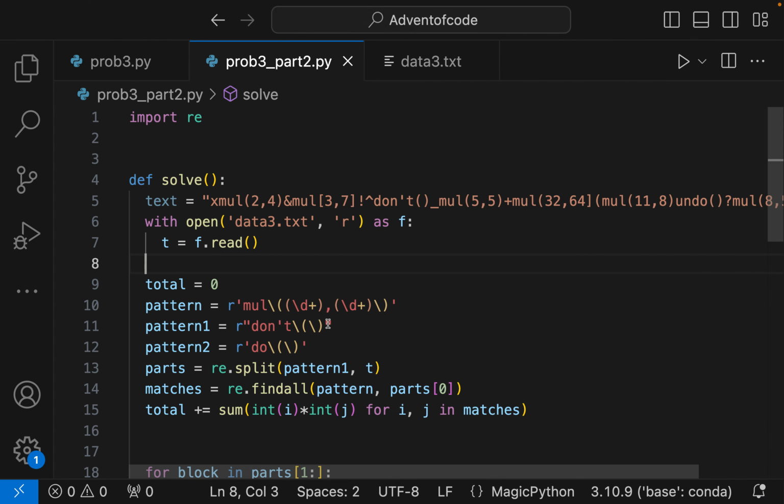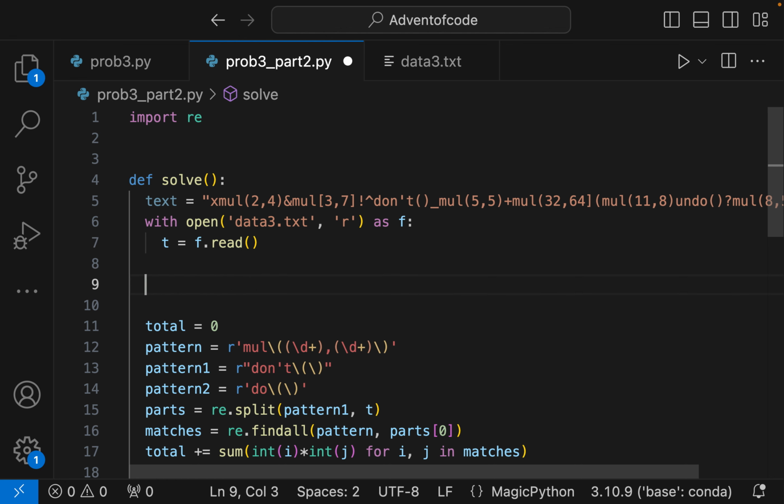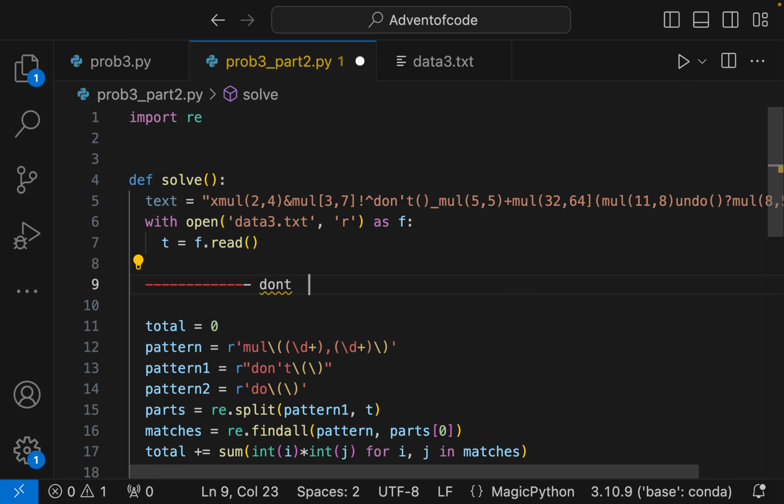Okay, so let me show you my thought process. First I read the entire string, and then I did something. Let me just give you an example. Suppose we have some stuff here, and then here's a don't, and then here's some stuff.